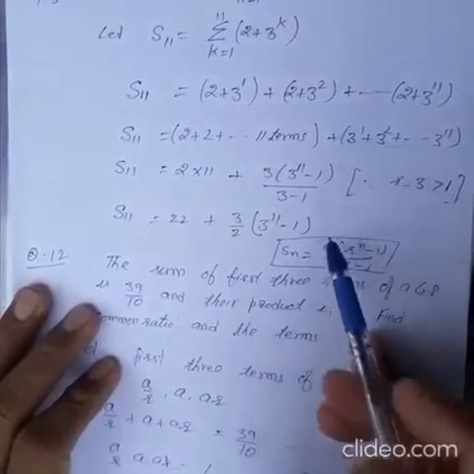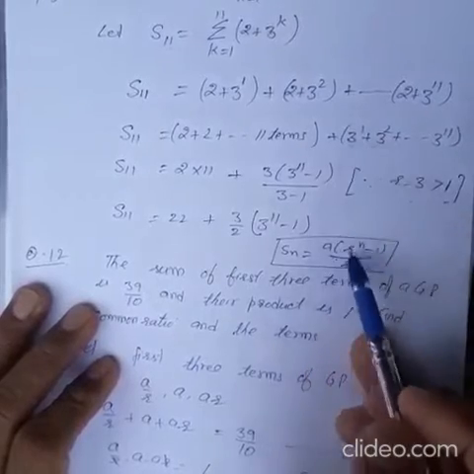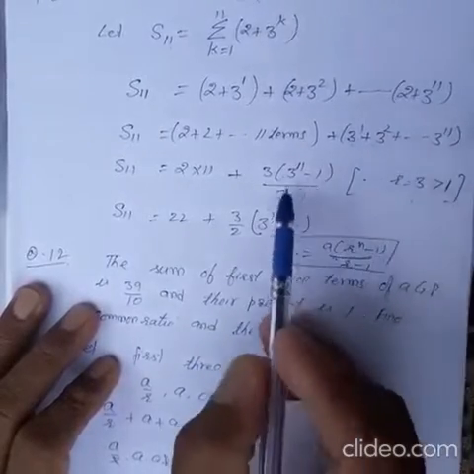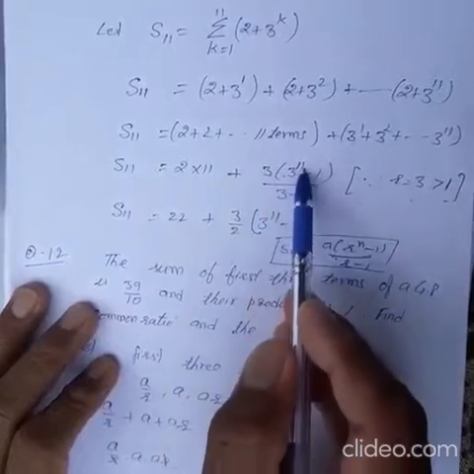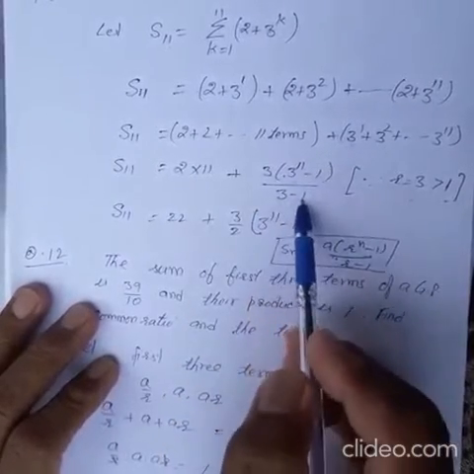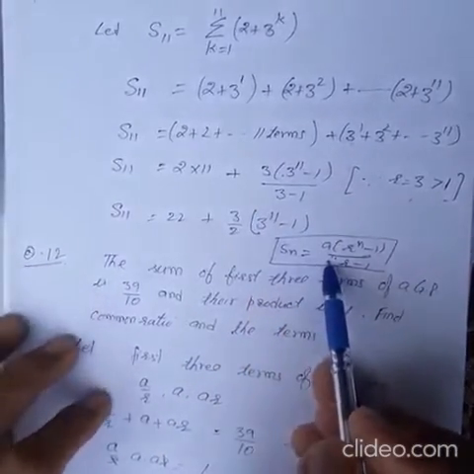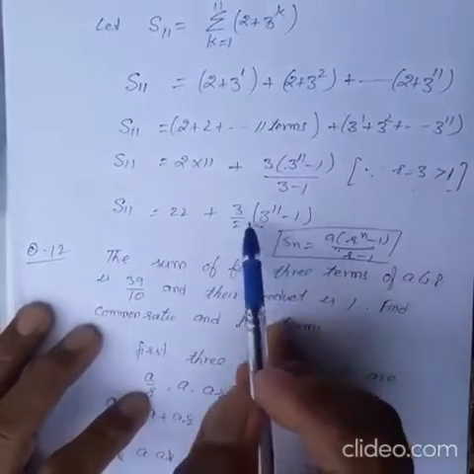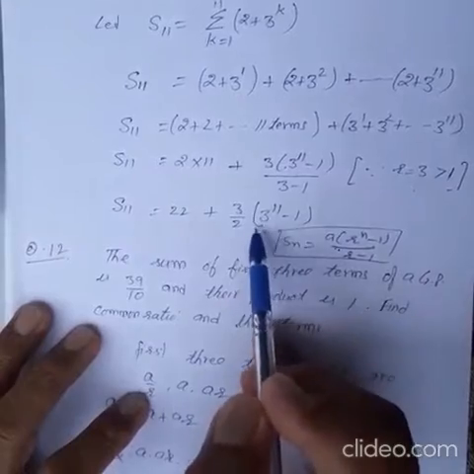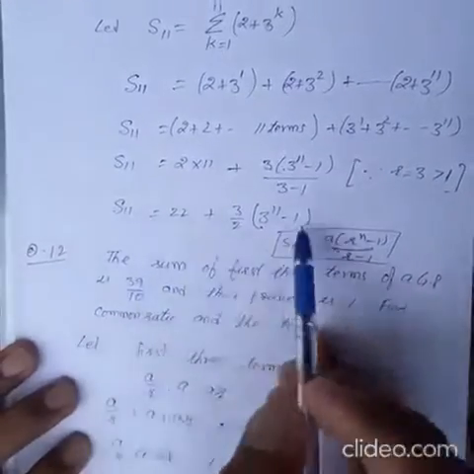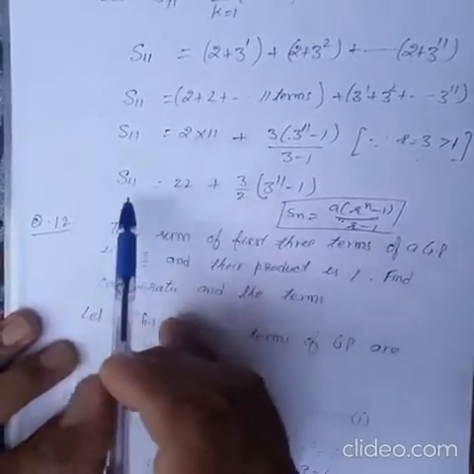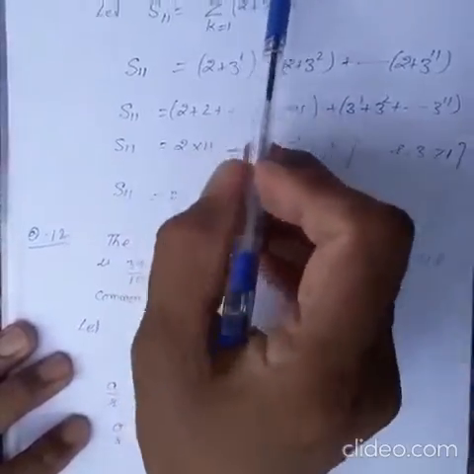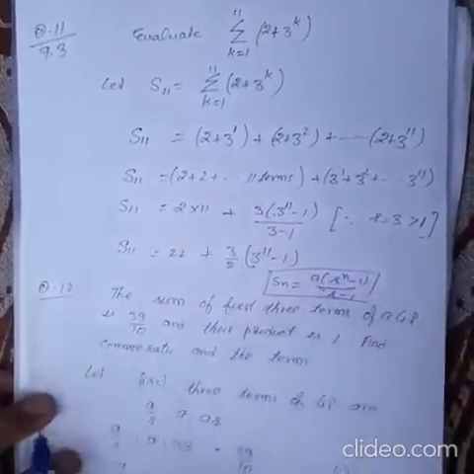You put the values of A and R here. A is equal to 3 and R is equal to 3. So this is 3 into (3 raised to the power 11 minus 1) upon (3 minus 1) after putting in this formula, and you need to simplify only. It is 3 upon 2 into (3 raised to the power 11 minus 1). There is no need to simplify 3 raised to the power 11. You can leave the answer here. So this is the sum of 11 terms. I hope it is clear.